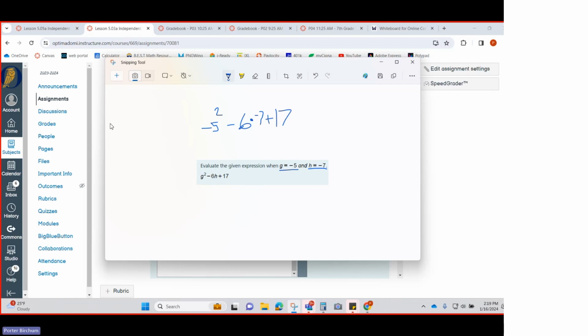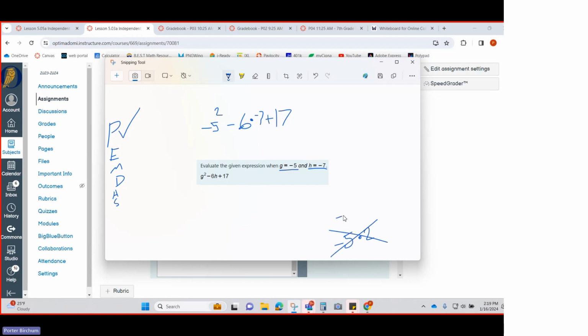But what do I do first? Let's write our map down. P, E, M, D, A, S, PEMDAS. I don't see any parentheses, but I do see some exponents. This little tiny baby 2, that means an exponent. Exponents do not mean 5 times -5 times 2. That is not what that means.